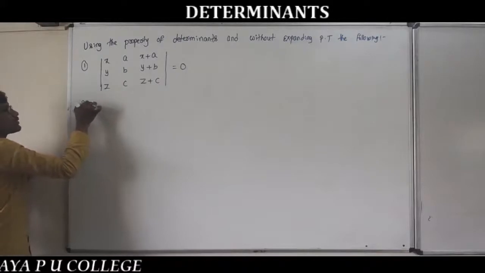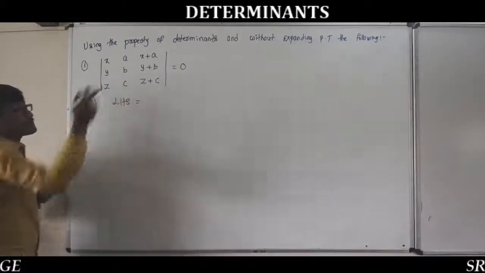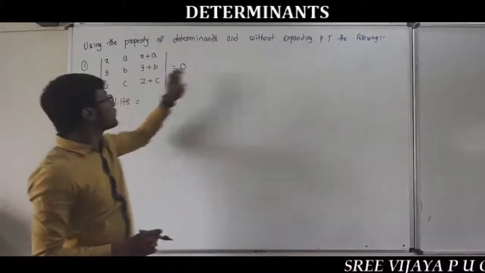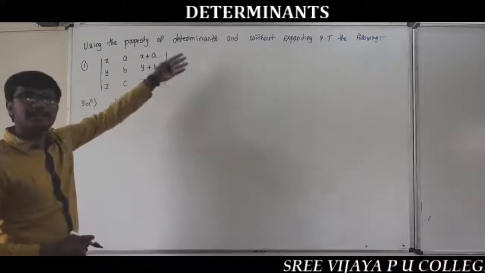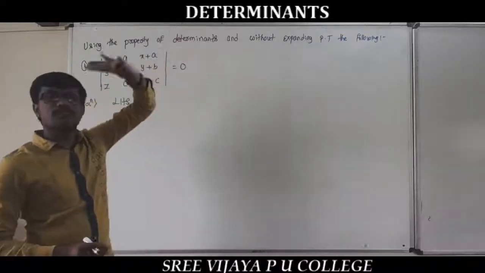So solution: I took the left hand side. So, directly without expanding, by using properties only we can prove. We cannot directly expand the given problem. If you directly expand, you also get 0 only. But by using properties of determinants, first without expanding, you can solve the problem.